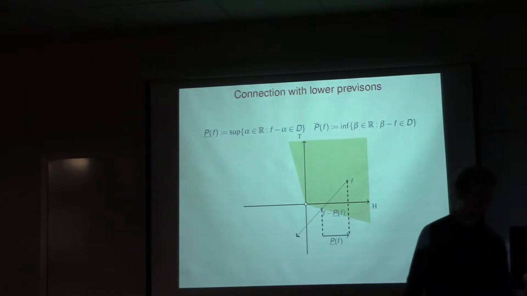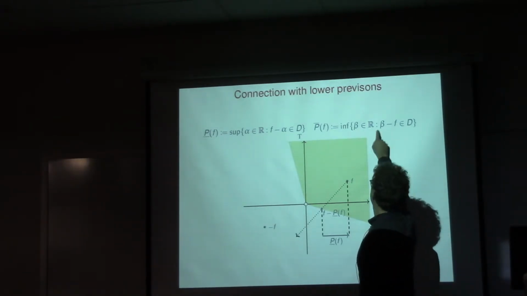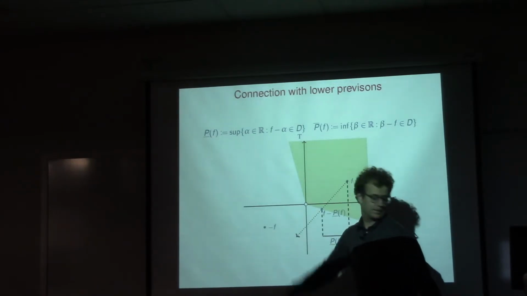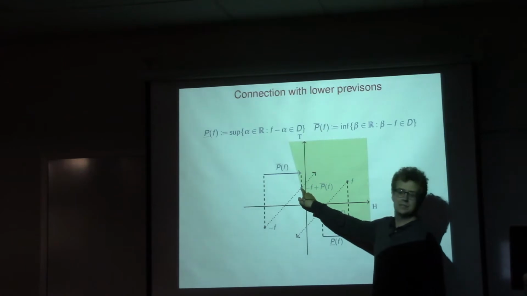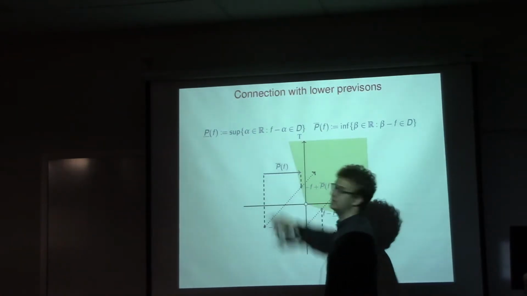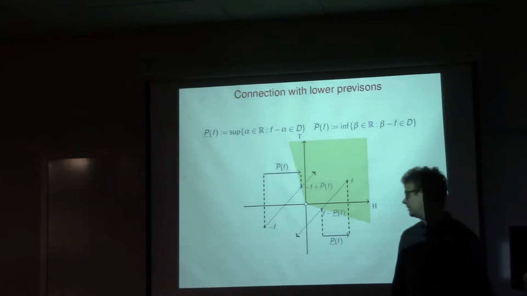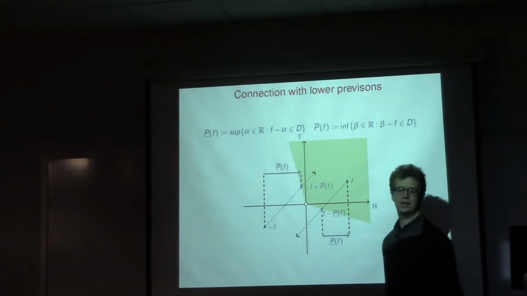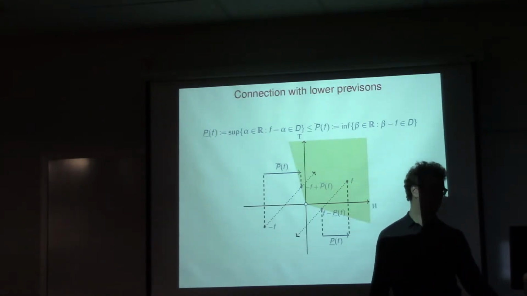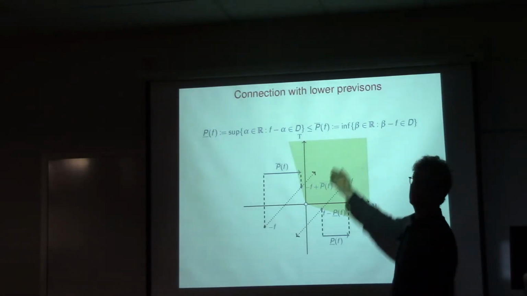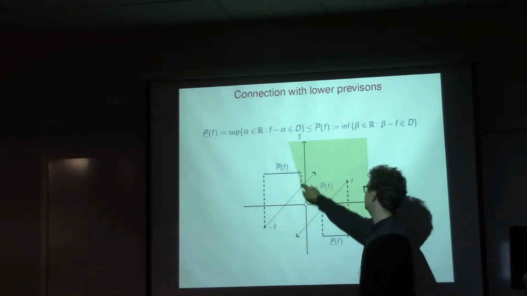What is it graphically? Well, very much the same thing, but instead of f, I work with minus f here, and then I add betas until I reach the border, and then the distance is the upper prevision. Now, one thing that's clear from this picture, and it is easy to prove, is that the upper prevision is always bigger than, or at least as big as, the lower prevision. And that's because this is a convex cone.